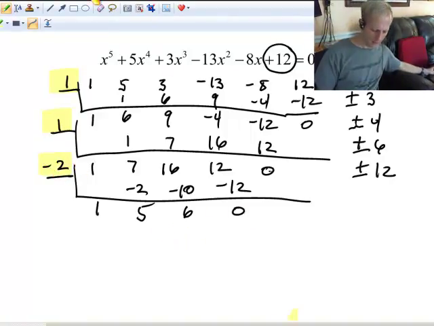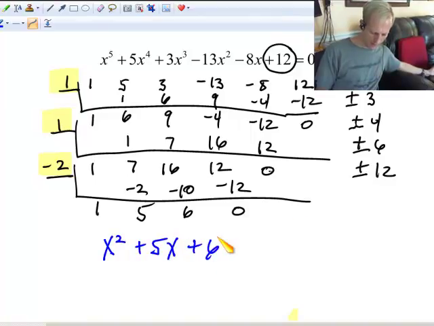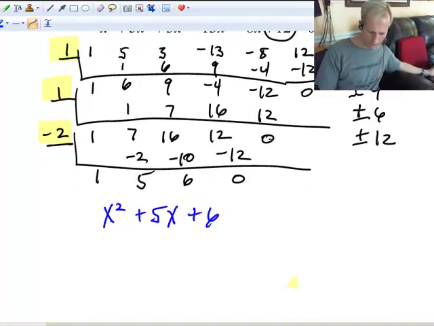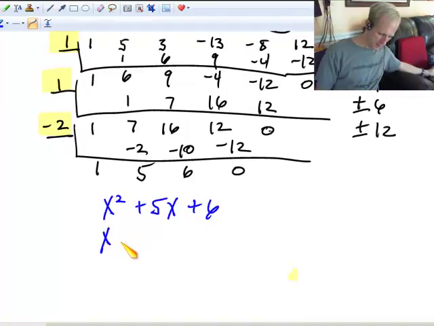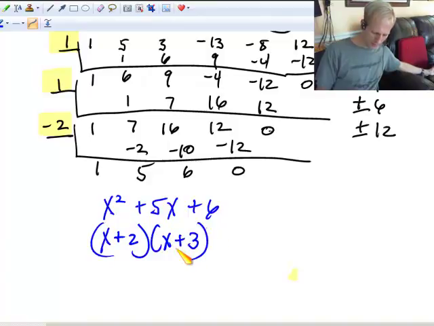And once I get down to 3 terms with a remainder of 0, the easiest thing to do is just to factor. Write what you have as a trinomial and then factor it. So this would be x plus 2 and x plus 3. Alright, so that means the solutions to the equation from these factors are negative 2 and negative 3.